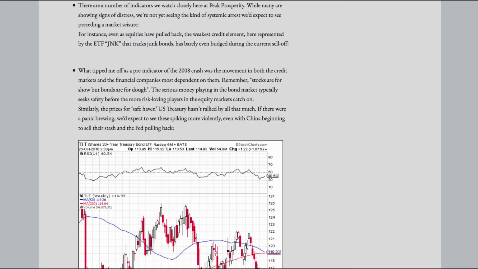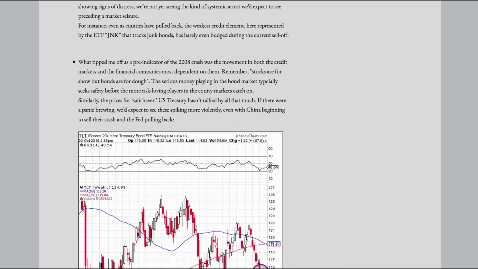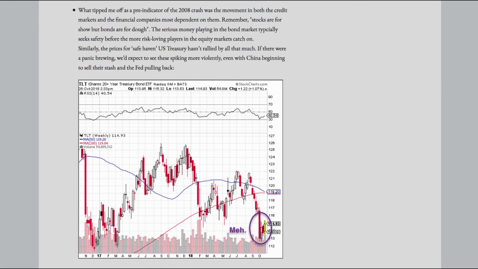While many are showing signs of distress, we're not yet seeing the kind of systemic arrest we'd expect to see preceding a market seizure. For instance, even as equities have pulled back, the weakest credit element, here represented by the ETF JNK that tracks junk bonds, has barely even budged during the current sell-off. What tipped me off as a pre-indicator of the 2008 crash was the movement in both the credit markets and the financial companies most dependent on them.